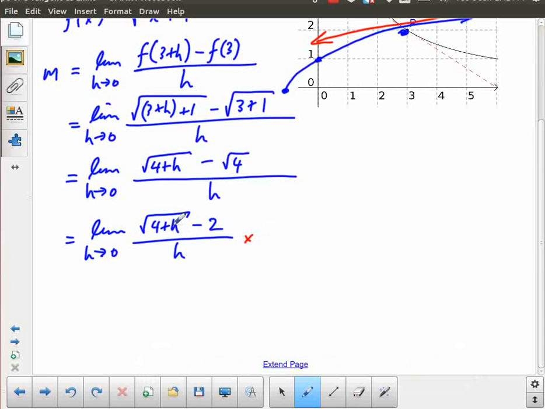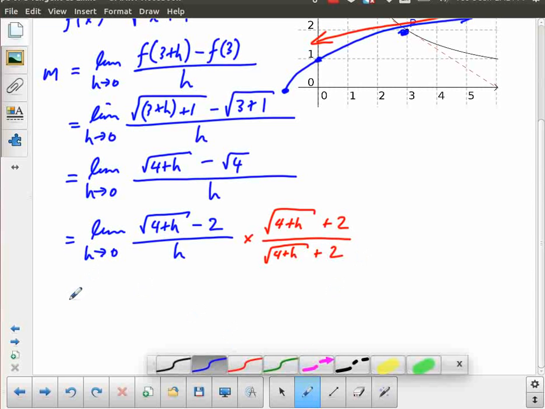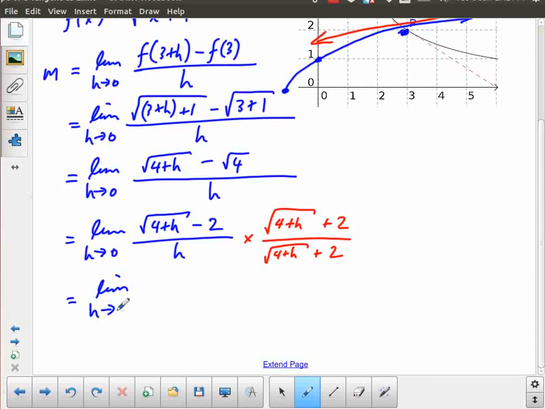So hopefully this is making clear why we talked about rationalizing a numerator, because I'm going to now take the conjugate, square root of 4 plus h plus 2. I'm going to multiply that out, the limit as h approaches 0. Now, be careful when you do this. Square root of 4 plus h minus 2 times square root of 4 plus h plus 2 is going to be the square root of 4 plus h all squared minus 2 all squared. It forms a difference of squares. And in the denominator, I just get h times the square root of 4 plus h plus 2.